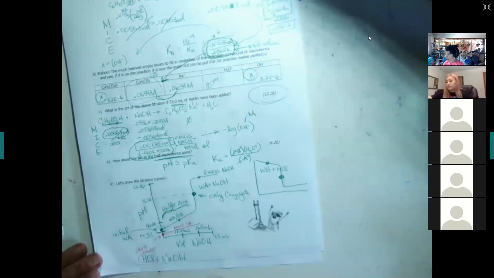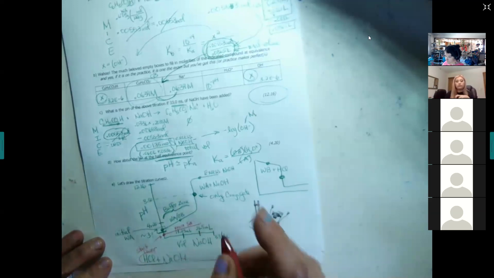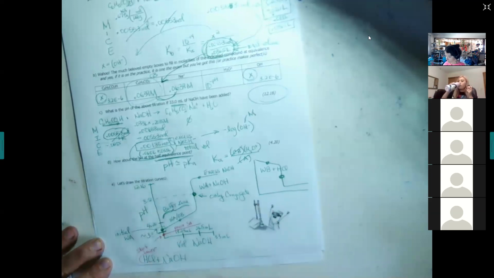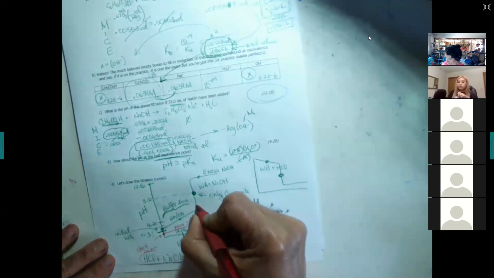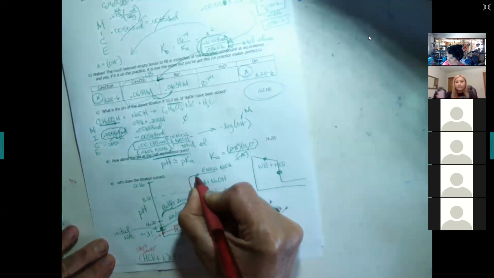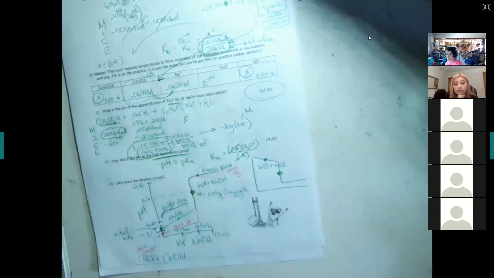Now, there is one other piece that's different, but I'm going to talk about what's the same. You got a straight up and down cliff. After equivalence, post equivalence, it's the same. And the reason it's the same is that after the equivalence point, it doesn't matter what acid you started with, it's now all about the base.